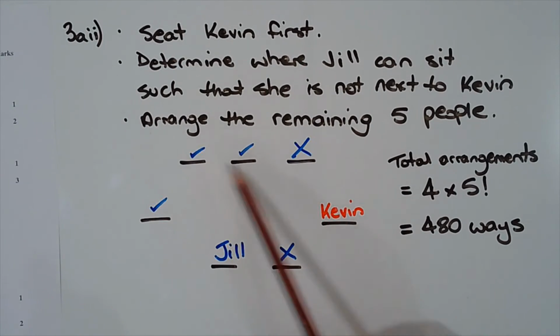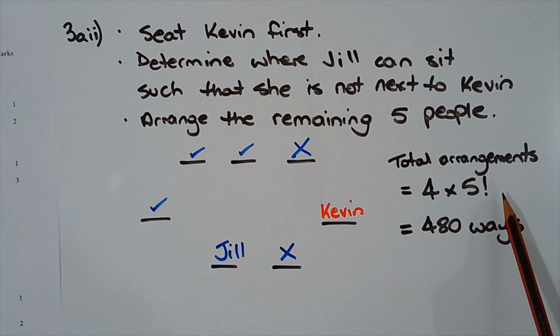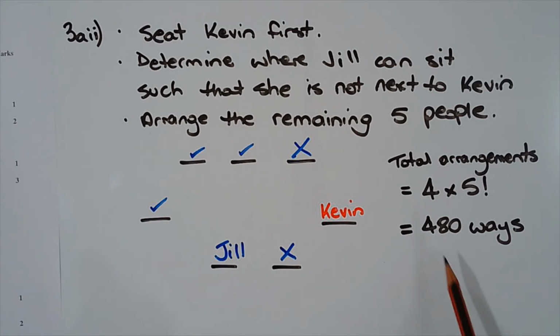Now, arranging the remaining 5 people occurs 5 factorial ways. So by the fundamental counting principle, we multiply those 2 values together and we get 480 ways that Jill and Kevin can be seated such that they are not next to each other.